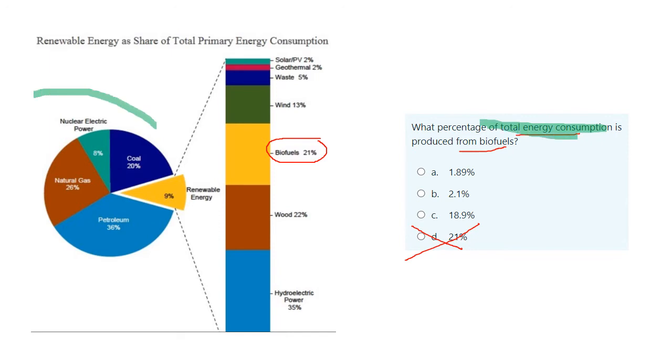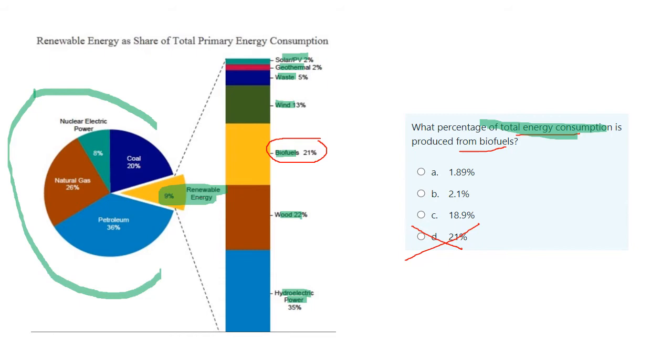So this is the total energy consumption. Of total energy consumption, 9% is renewable. Renewable includes solar, geothermal, waste, wind, biofuels, wood, and hydroelectric. Renewable includes all of those. So each of those must be less than 9% of the total.